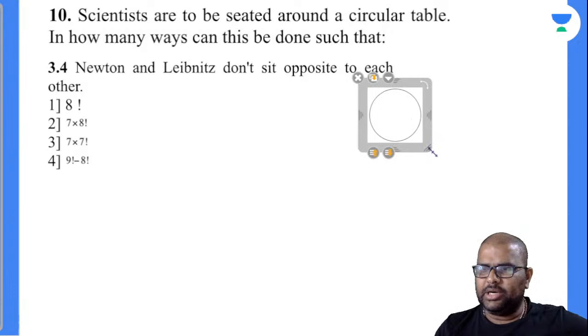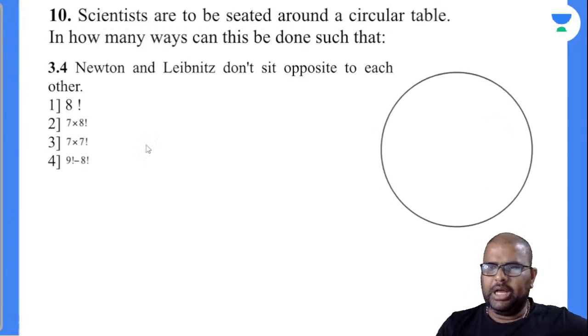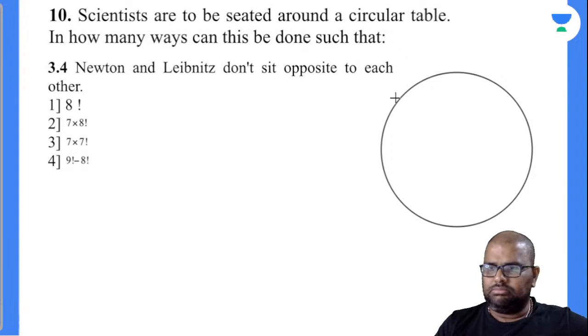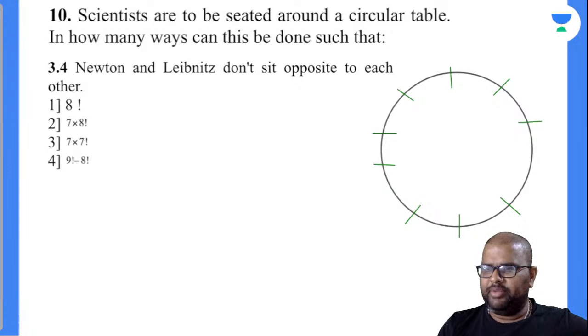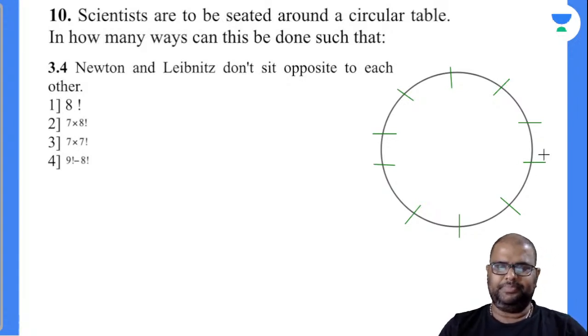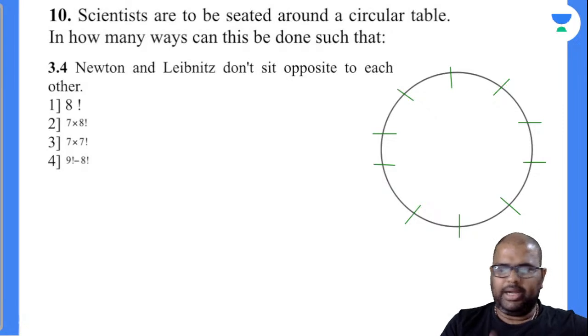Scientists are to be seated around a circular table. In how many ways can this be done such that Newton and Leibniz do not sit opposite to each other? Okay, I'll write this down. Totally 10 scientists are there. So I'll do it in forward flip and in backward flip. I'll do it in both ways, so you can understand both things perfectly. First of all, I'll write it the normal way.